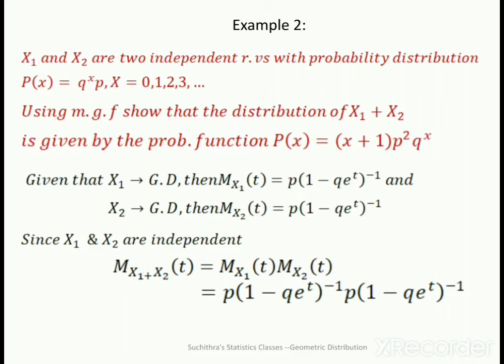That is p(1 - q e^t)^(-1) into p(1 - q e^t)^(-1), which is equal to p²(1 - q e^t)^(-2).